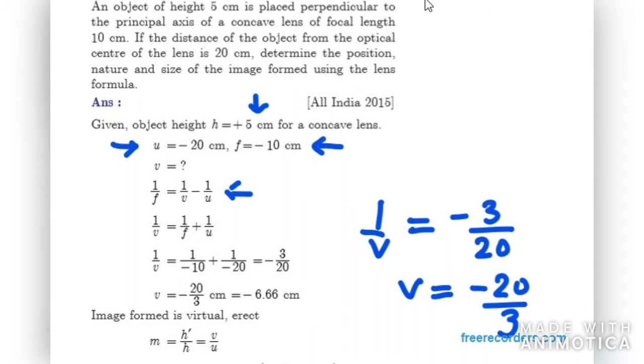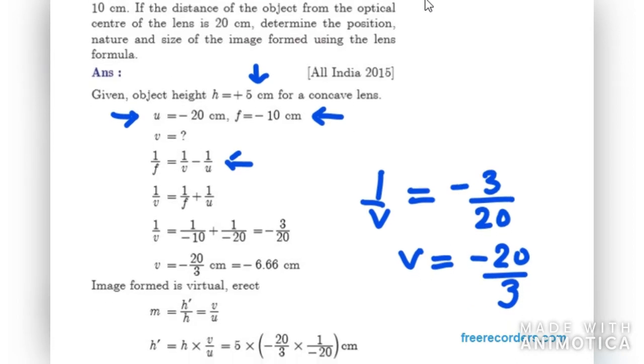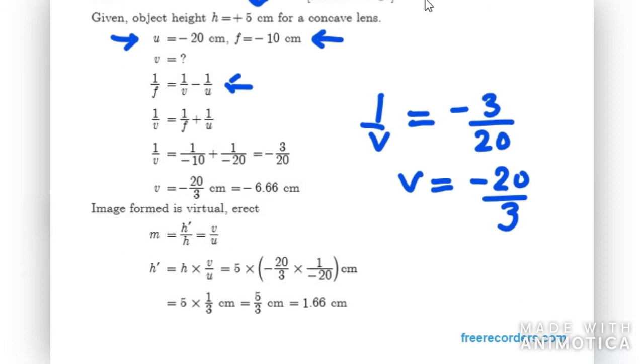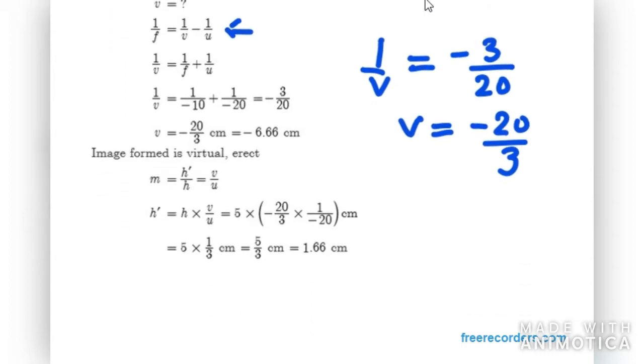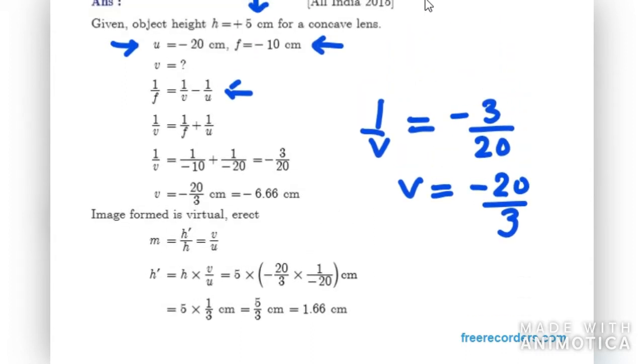and then we need to find the magnification as we need to find the size of the image as well. So we would be using the formula of m, that is h dash over h equals v over u. So putting the value of h, v and u in this, we get the answer as 5 over 3 centimeter, that is 1.66 centimeter. So that will be the height of the image. Moving on to next.